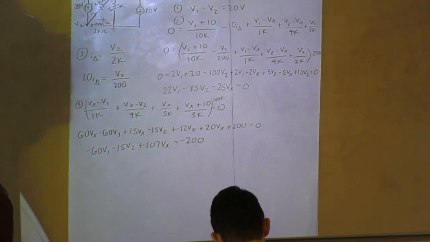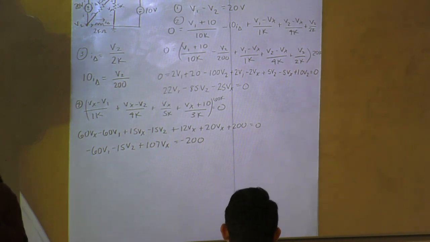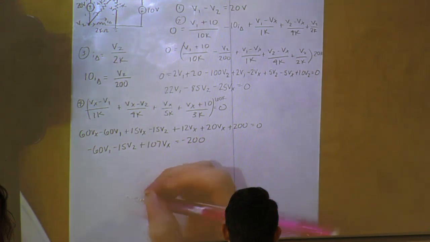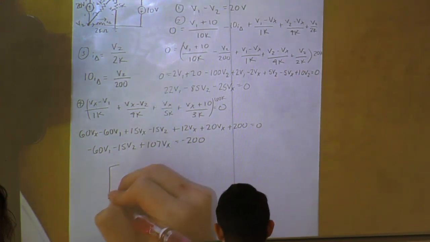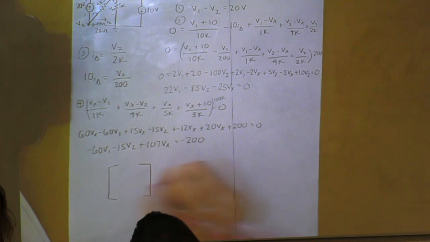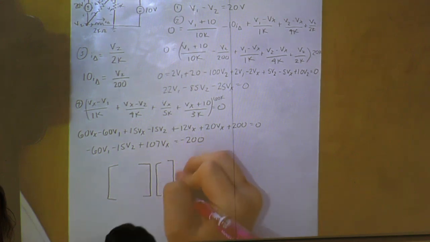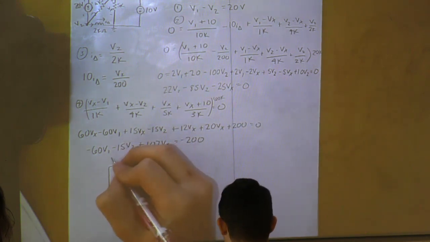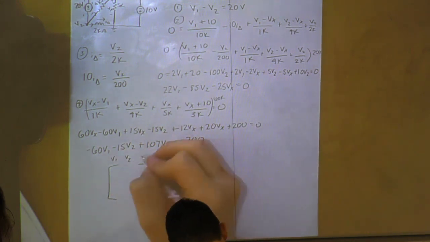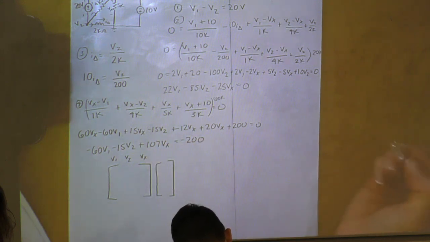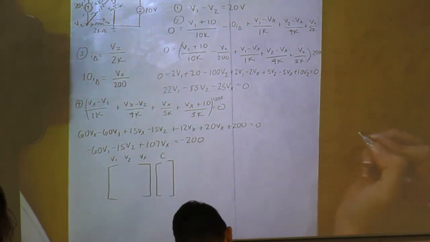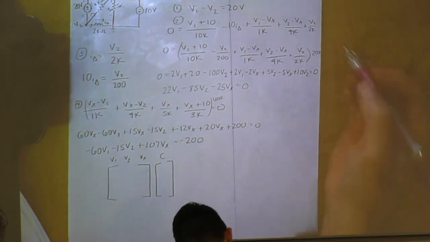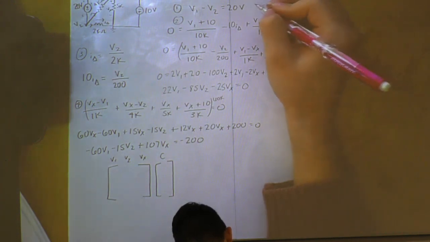So now, is everyone okay with that KCL at that node? Questions? So now this is when all you'd have to do is plug into your calculator. This will be our matrix. This will be our V1, our V2, our Vx, and then this will be our constant at the end. So we'll start with this equation first.